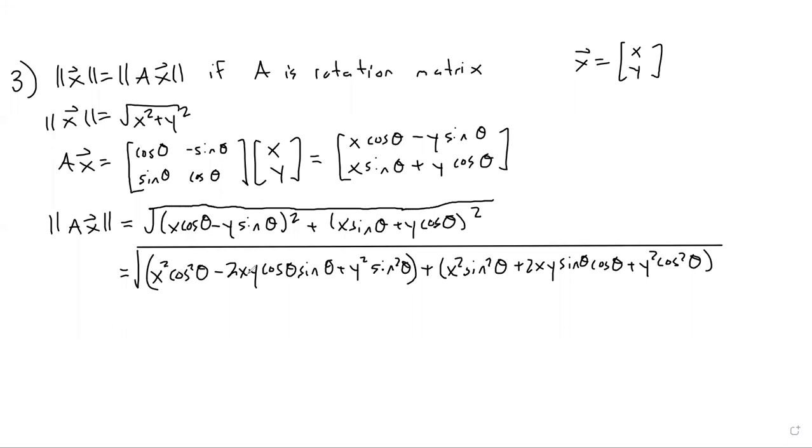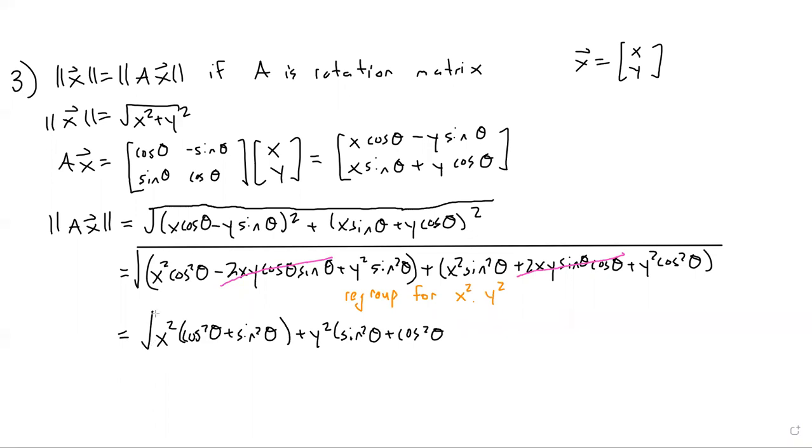So hopefully you can see that these two middle terms are actually identical and they're going to cancel each other out. And what I'm going to do now is regroup for the x squared and the y squared. And you might see something familiar in there. So I'm going to get x squared times cos squared theta plus sine squared theta. And then on the y squared, you can see we've got sine squared theta plus cos squared theta in the second term.